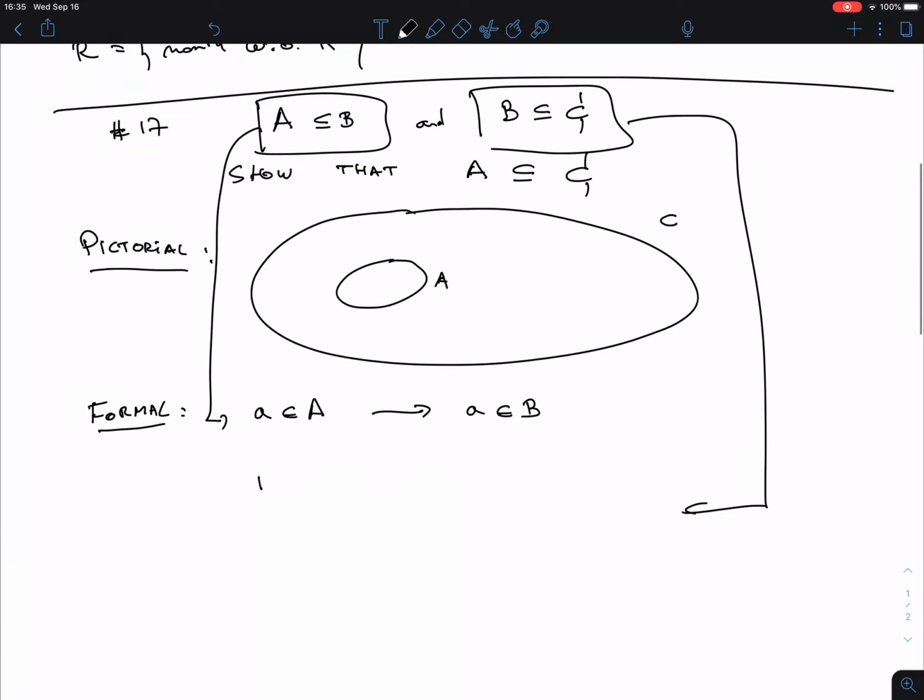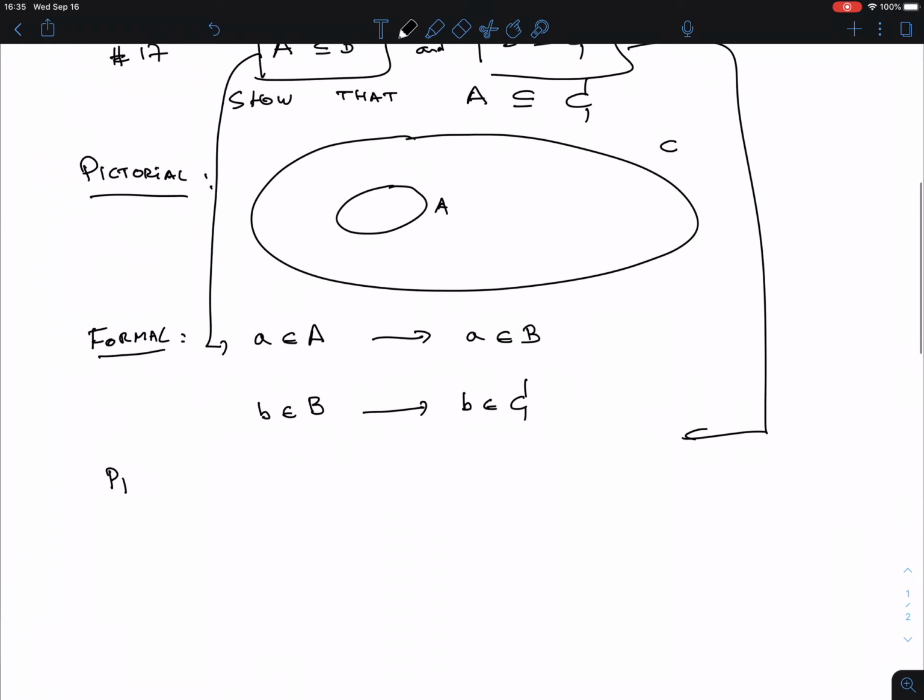It says the same thing, but for B now and C. If a little b lies in capital B, then little b lies in capital C. Okay, I'm just now writing down what I know. So now is the proof. So here comes the proof.